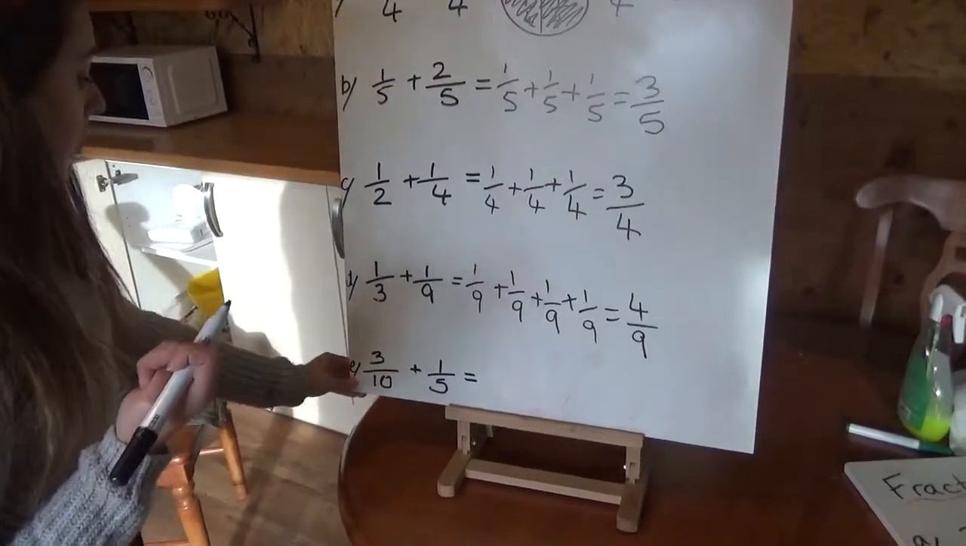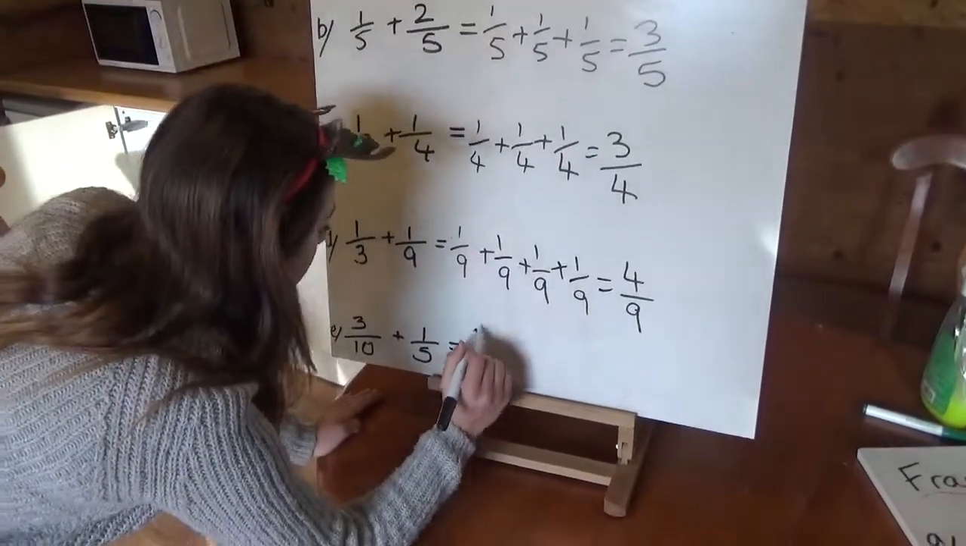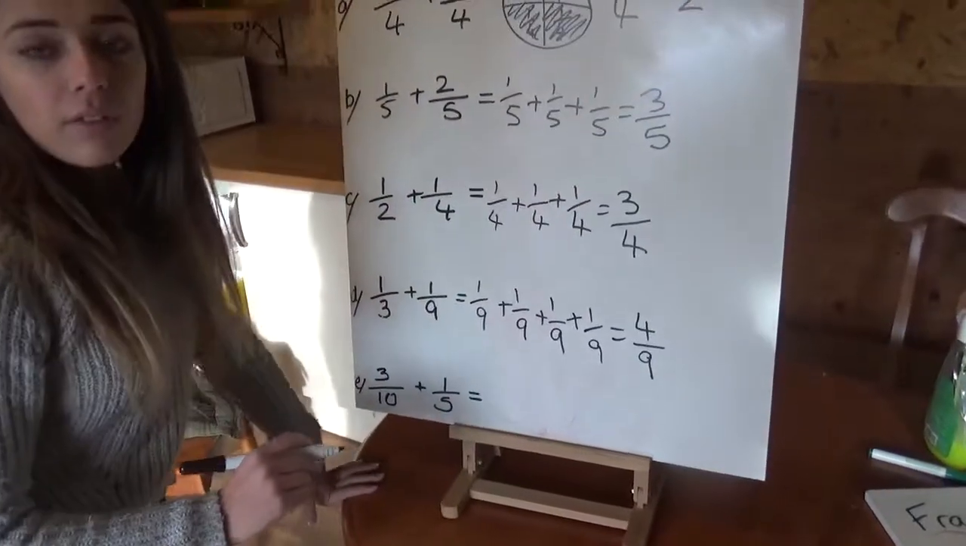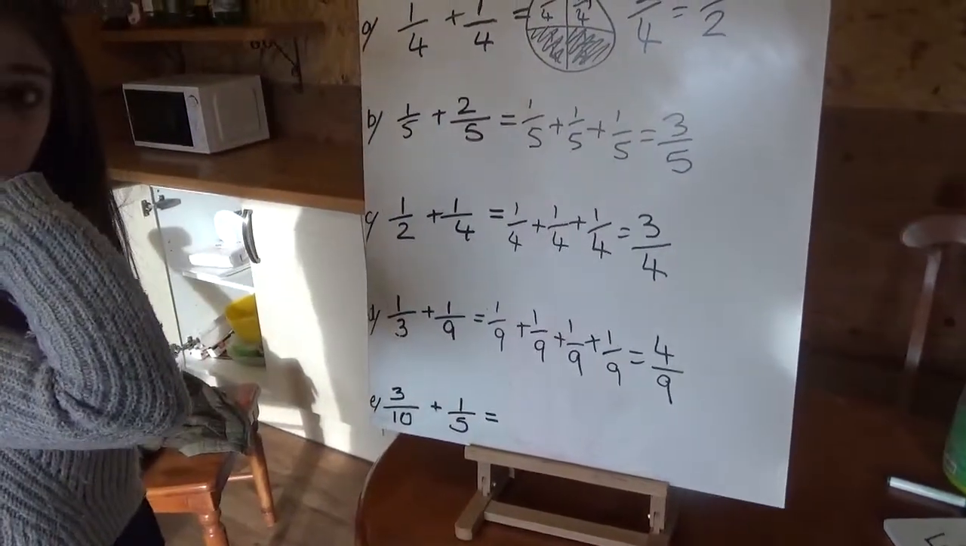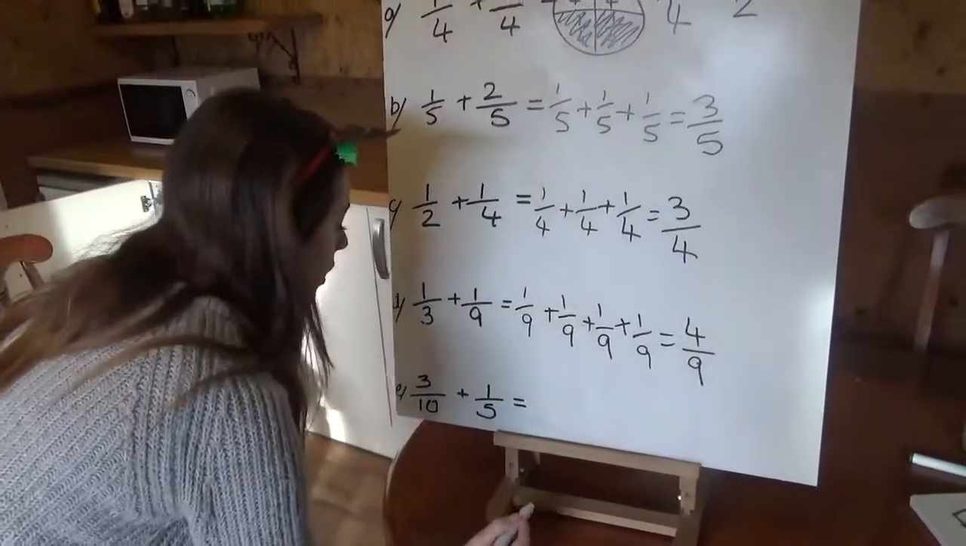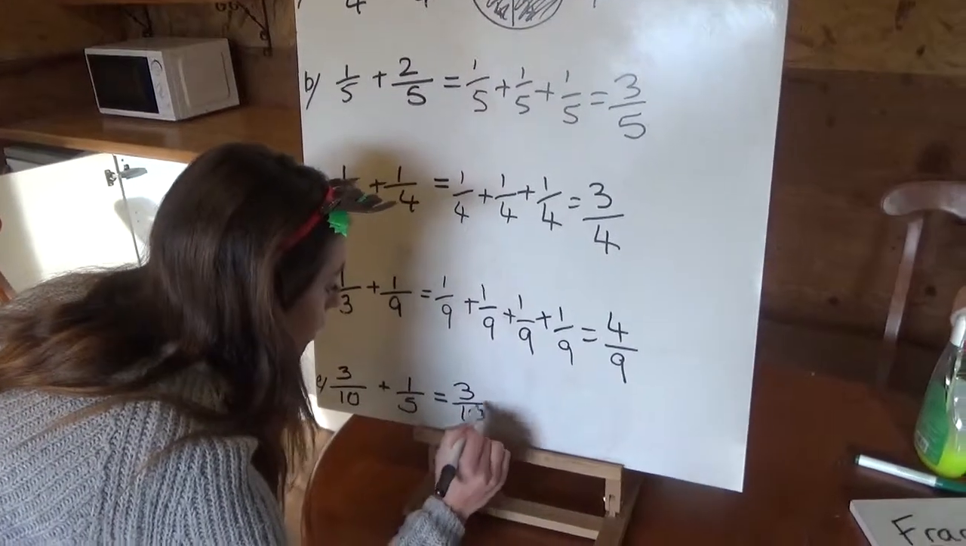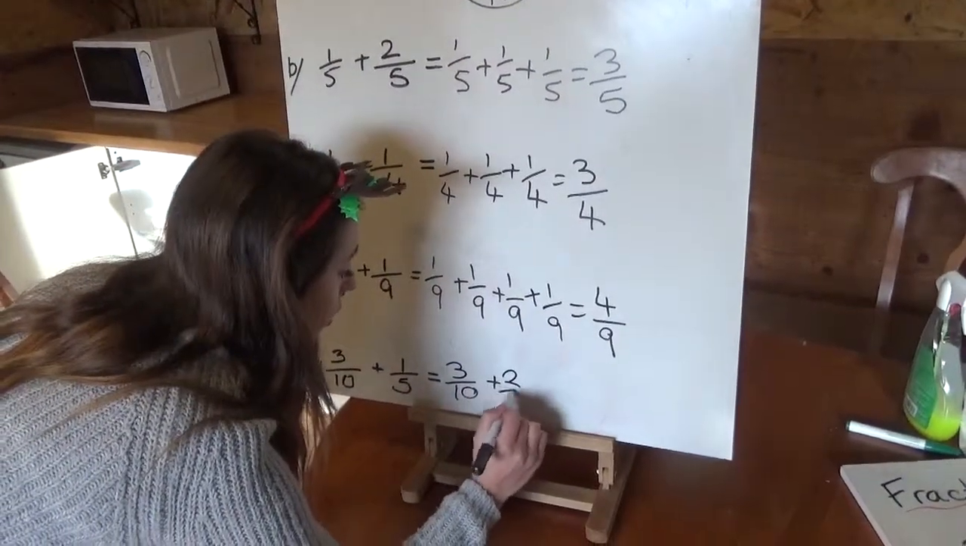Now, part E, yes. So part E is harder yet again, but we have 3/10. Actually, could you write down what would a 1/5 equal in tenths, Amy? 2/10. Okay, so this is the same. Could you write that out? 3/10 plus 2/10.